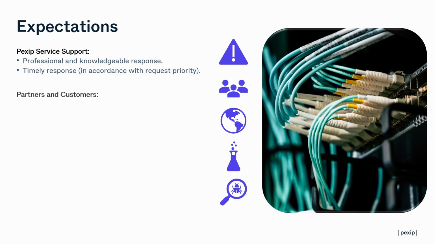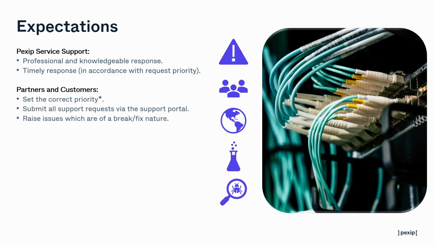Partners and customers should take care to select the correct priority when submitting a support request. Once the request has been submitted, the Pexip support engineer may adjust the chosen priority level, should the reported issue not meet the criteria of the selected priority. Priority 1, urgent, and Priority 2, high, are generally reserved for downtime emergencies. Requests, such as urgent post-call analysis, are not considered an emergency.